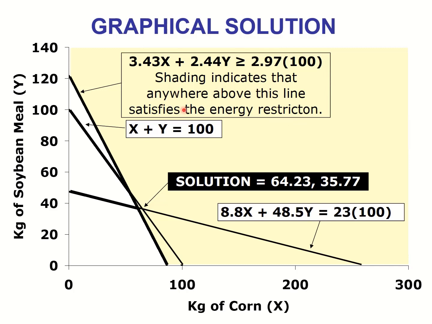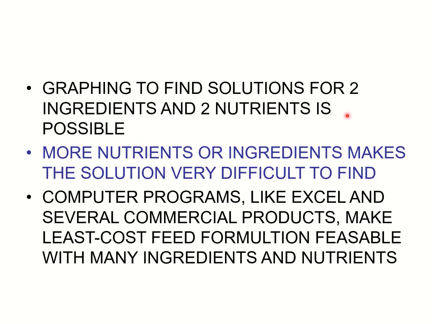Shading indicates that anywhere above this line satisfies the energy restriction. Graphing to find a solution for 2 ingredients and 2 nutrients is possible. More nutrients or ingredients make the solution very difficult to find. Computer programs like Excel and several commercial products make least cost feed formulation feasible with many ingredients and nutrients.